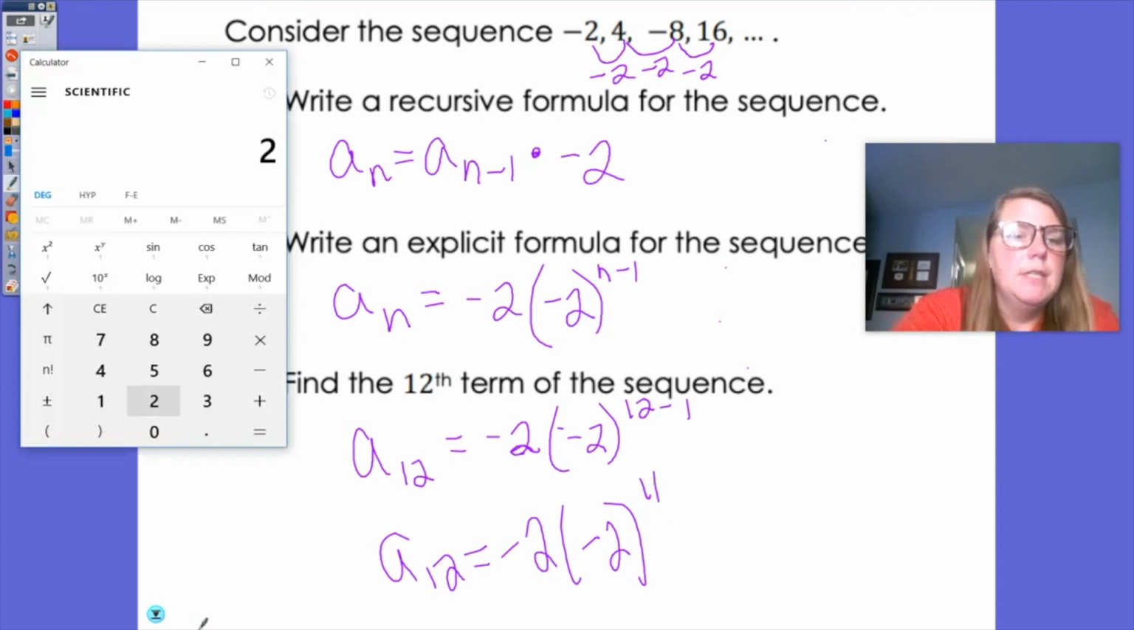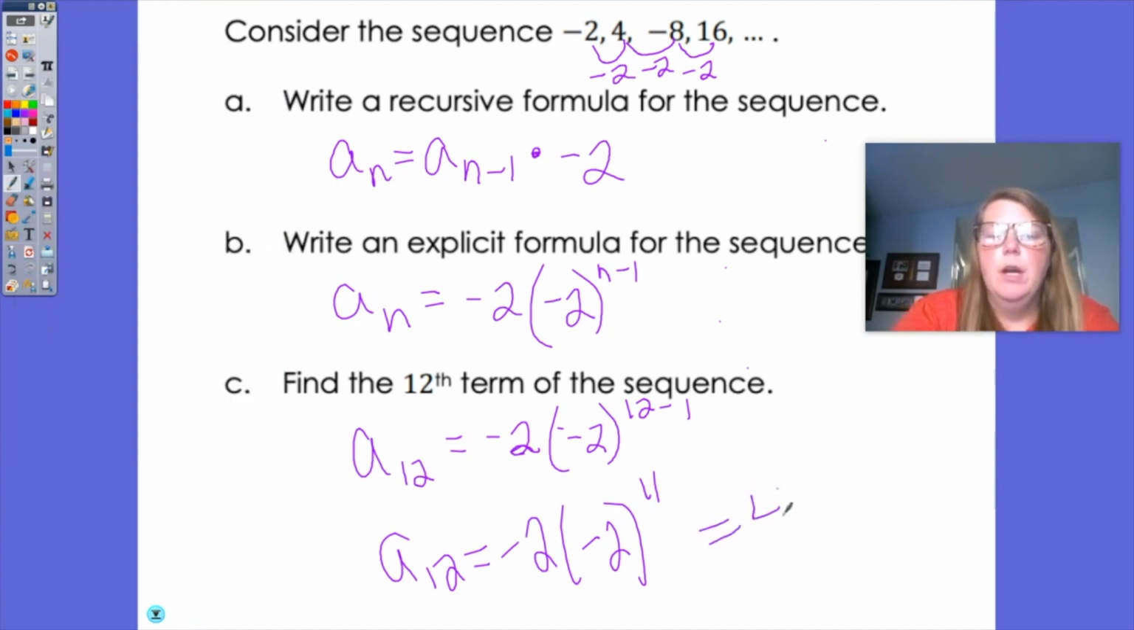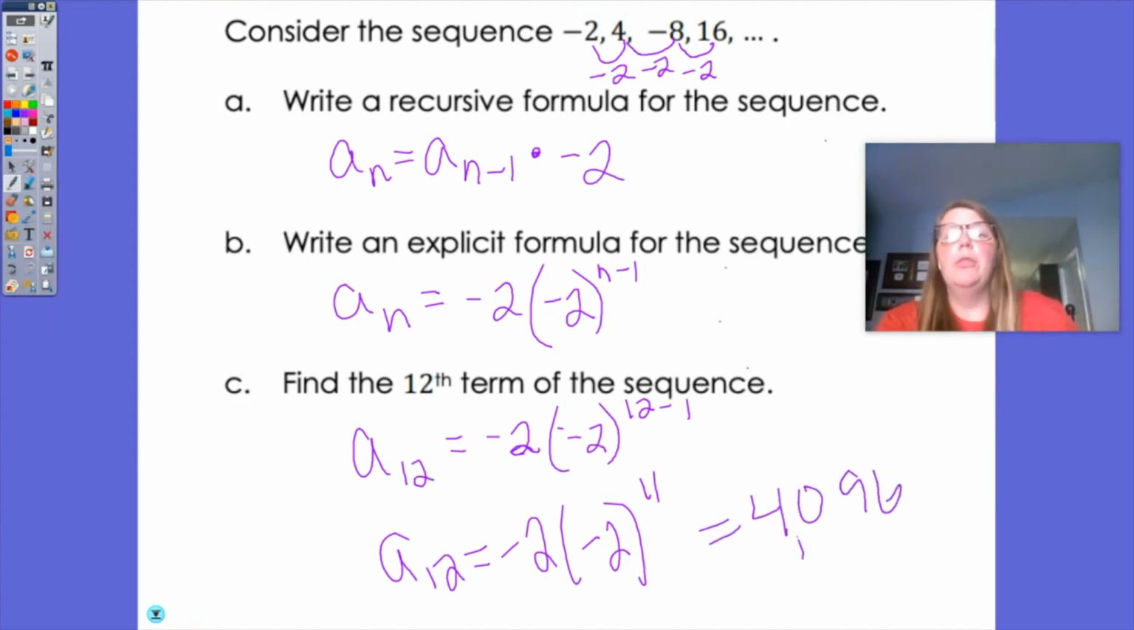So we want to type in -2, and on calculators on your phone, you may see this button right here. So that's raising it to, we want to raise it to the 11th power. And then we also want to multiply it by that -2, which is our first term. So this would actually be 4096 would be our 12th term. And so that gets rather large fast, just like exponential functions increase at a faster rate than linear functions.